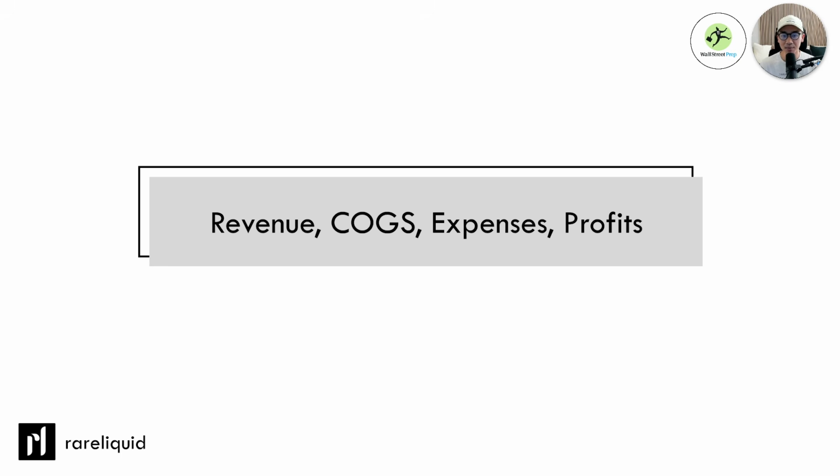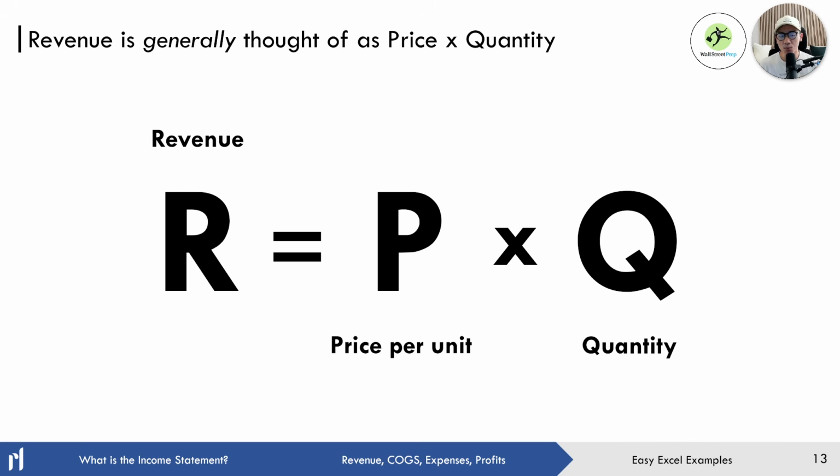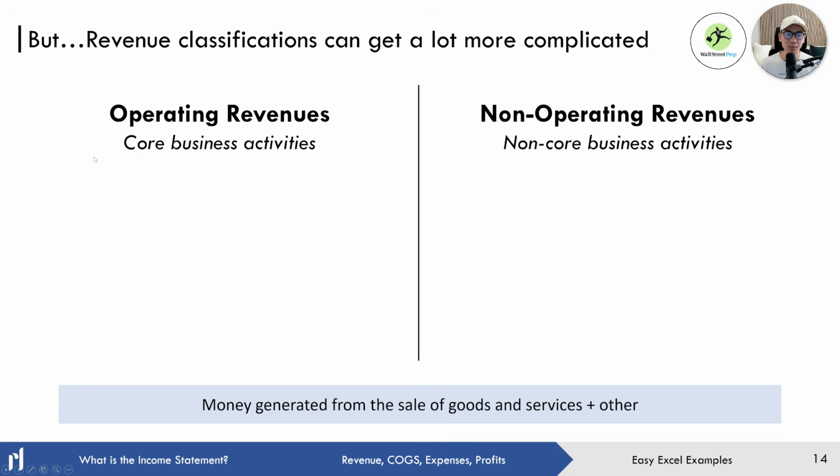All right, with that said, let me now go into the core components of the income statement, which are revenue, COGS, expenses, and profits. So revenue is generally thought of as price times quantity. If you are selling t-shirts at $10 each and you sell 100, then that's $1,000 in revenue. Things do get a little more complicated, where there are a lot of classifications and different ways you can look at revenue, especially if you have a really big company.